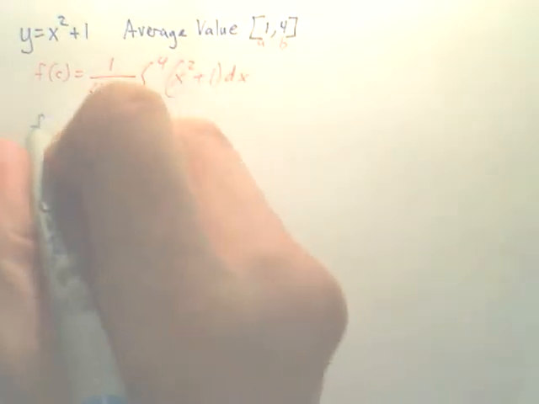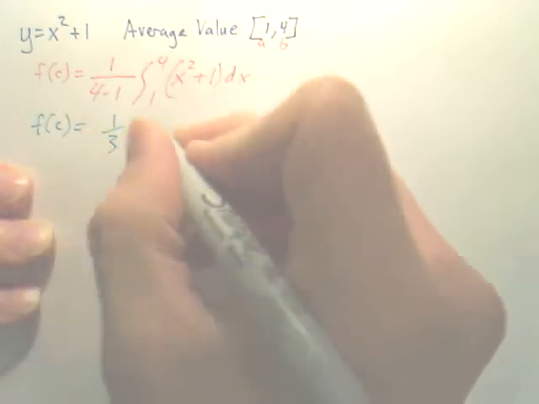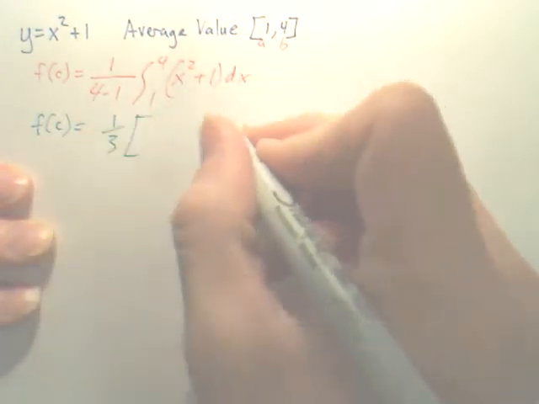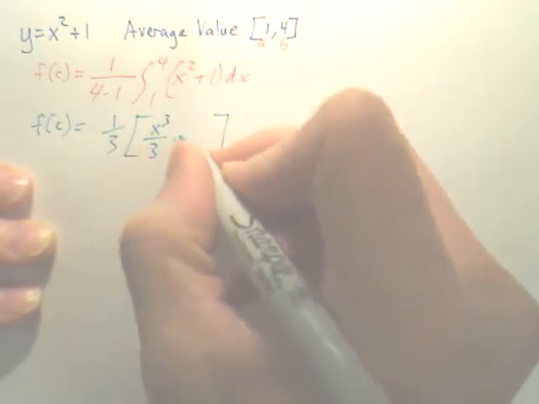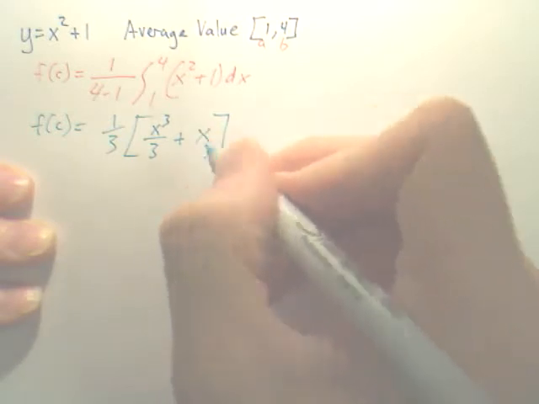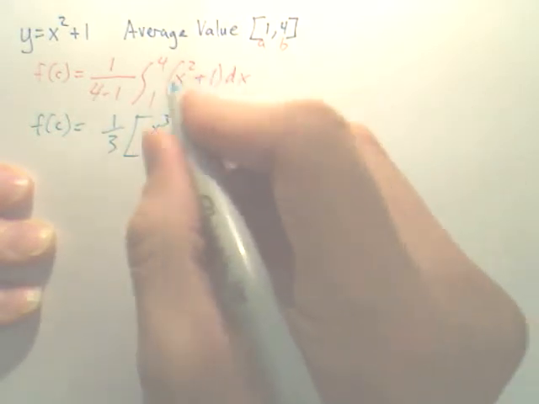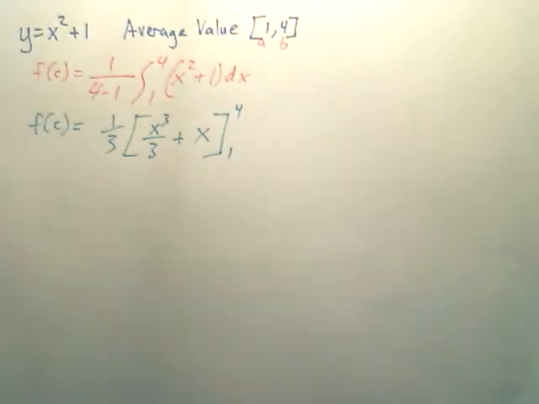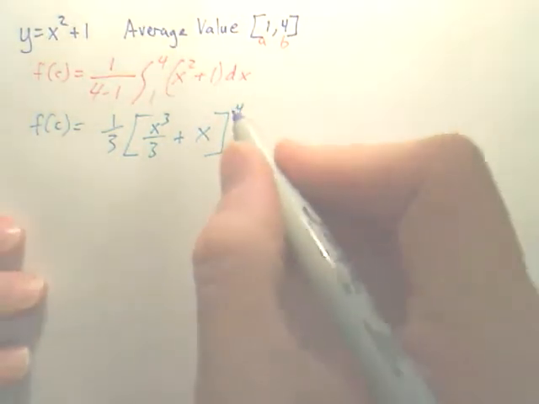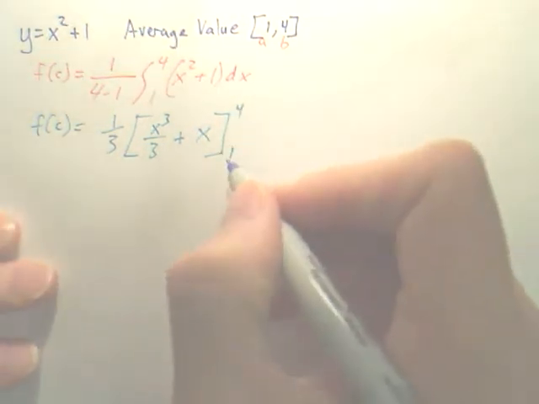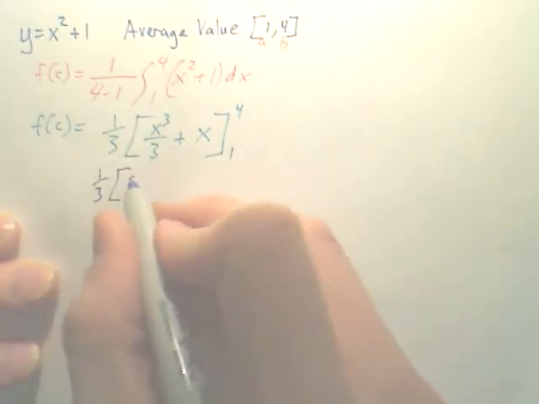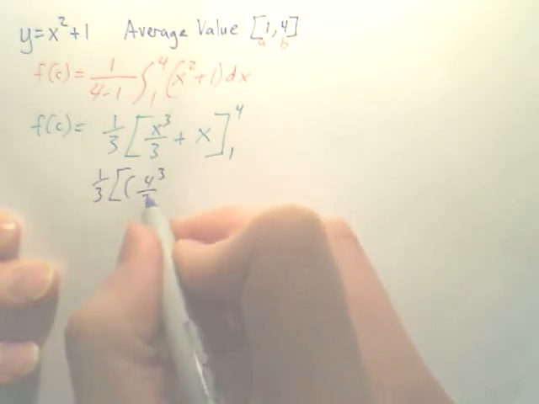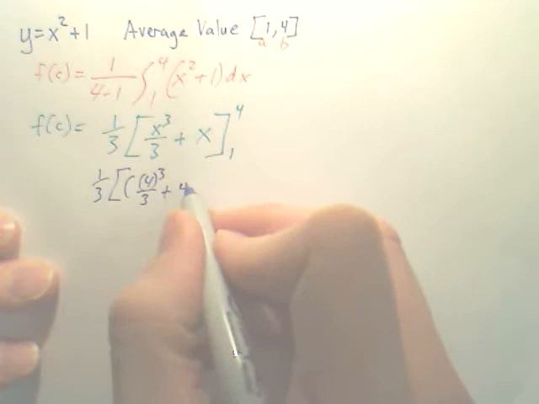Okay, so here f of c is equal to 1/3 times the integral. When you integrate it, what do you get? x cubed over 3 plus x. You integrate both of those, and you go from 1 to 4. Now we technically just plug in 4 and 1. So we have 1/3, and plug in 4, so we have 4 to the 3rd over 3 plus 4.